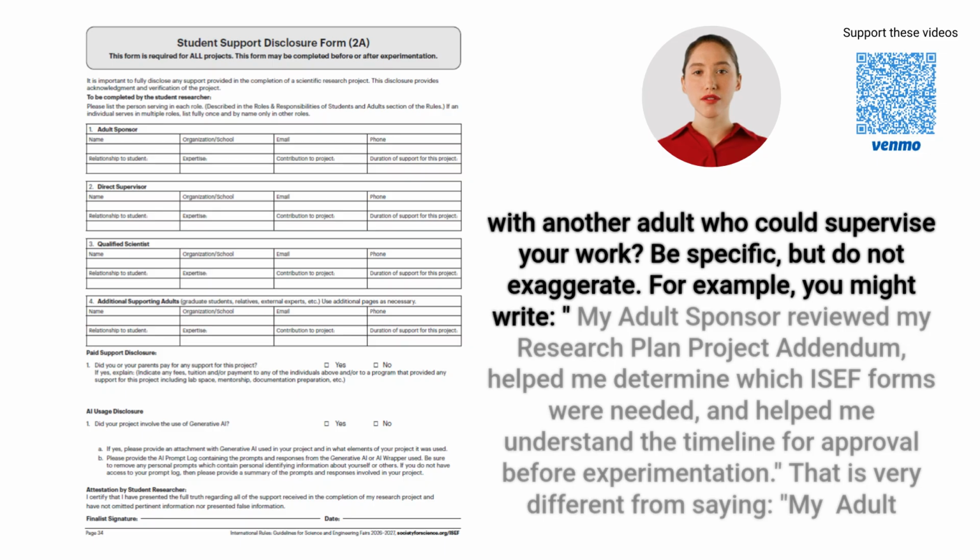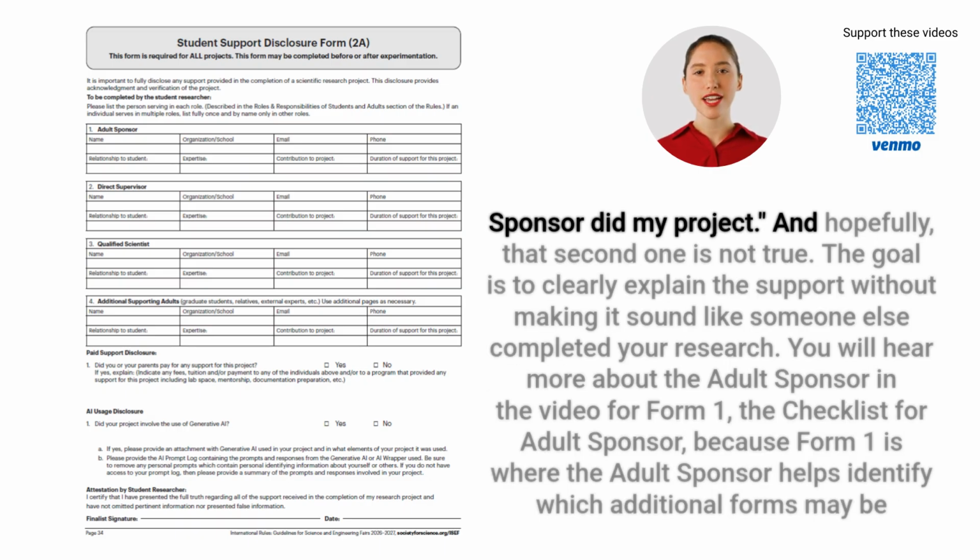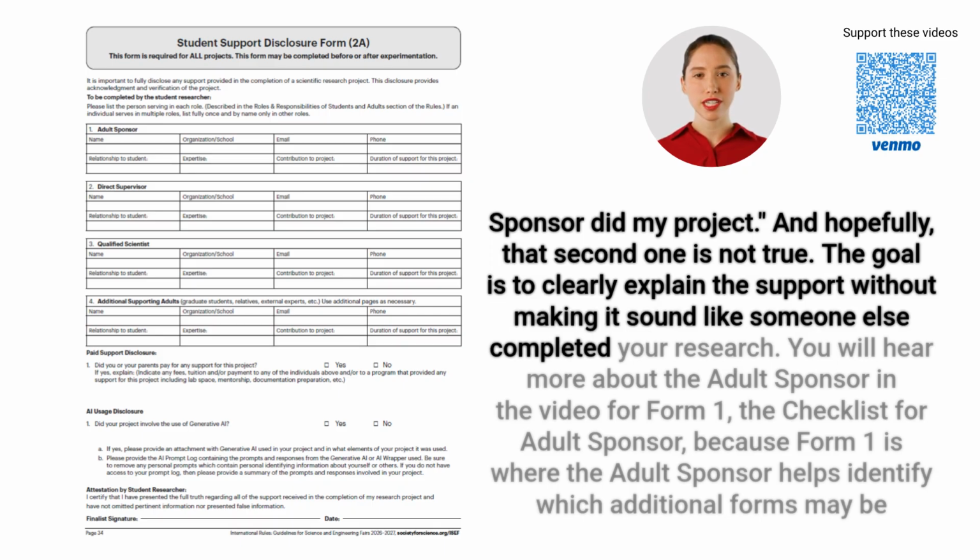For example, you might write, "My adult sponsor reviewed my research plan project addendum, helped me determine which ISEF forms were needed, and helped me understand the timeline for approval before experimentation." That is very different from saying, "My adult sponsor did my project," and hopefully that second one is not true. The goal is to clearly explain the support without making it sound like someone else completed your research.